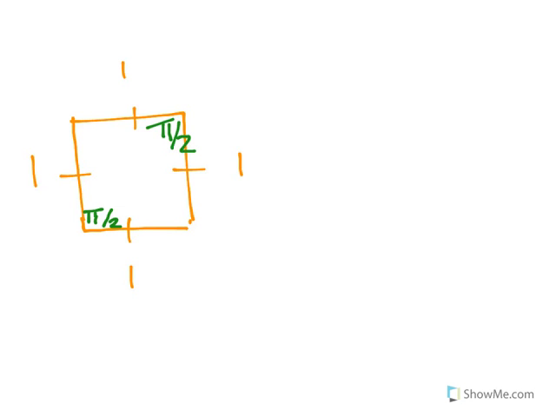The next thing we're going to do is split the square diagonally right down the center. And when we do that, we've now cut the angle in half. It's called bisecting that angle. So where it used to be half of pi, now it's half of that. So it becomes a quarter of pi, or pi over 4.